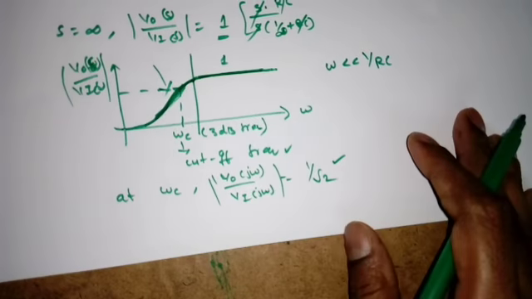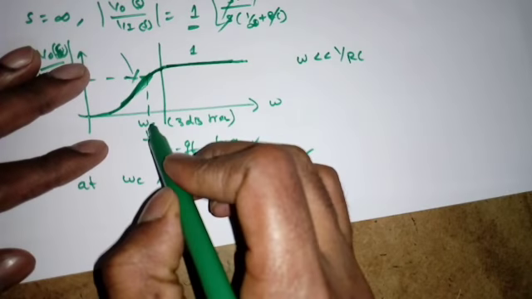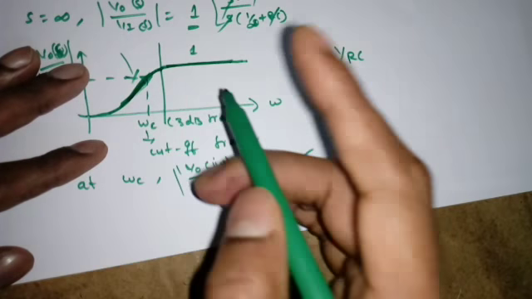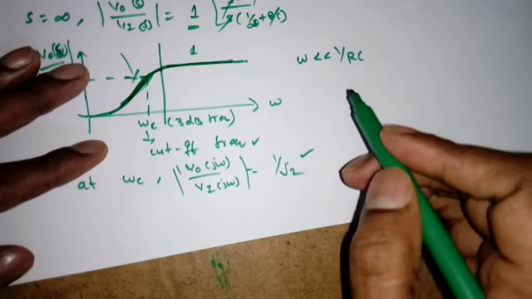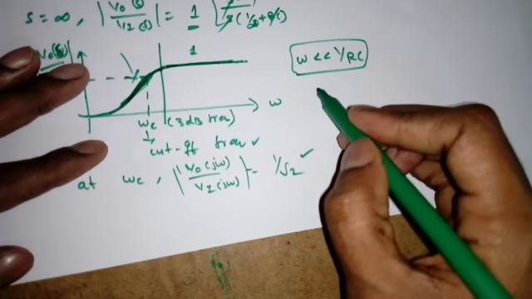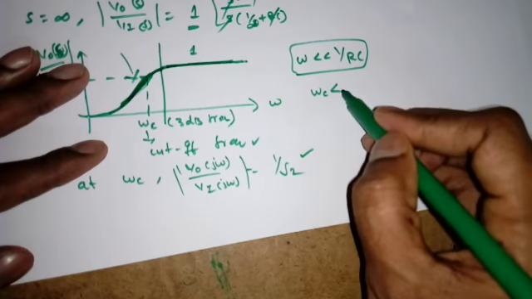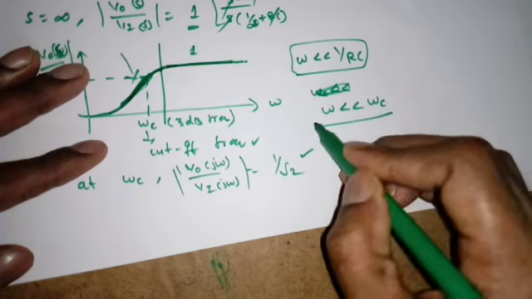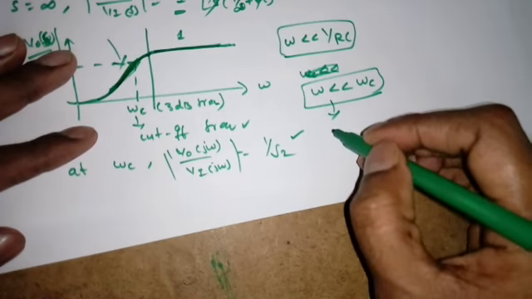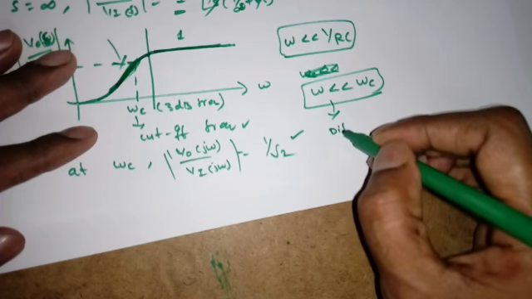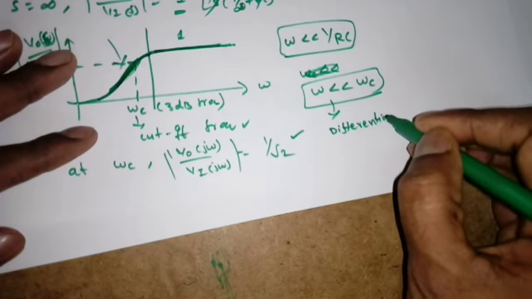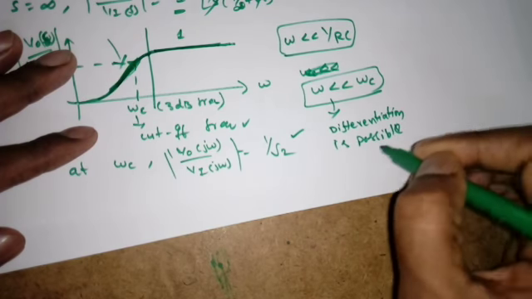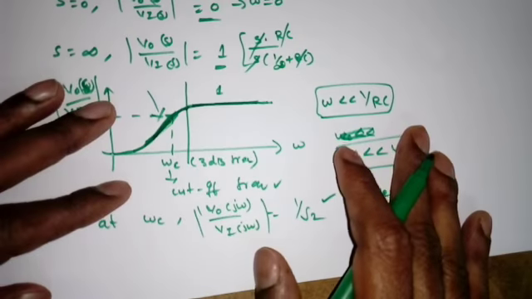So what is omega? We got 1 by RC only. So this cutoff frequency is 1 by RC, and below this frequency we will get the differentiation. Remember this point, very very important. Alright. So as omega is very much less than the cutoff frequency, differentiation is possible. So this is about the differentiator.